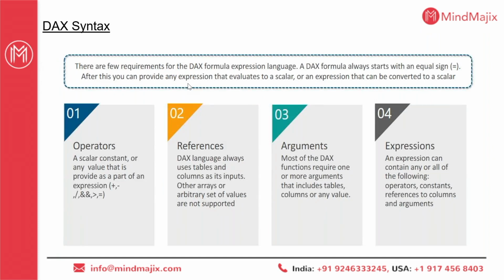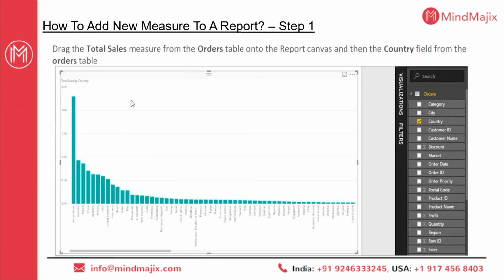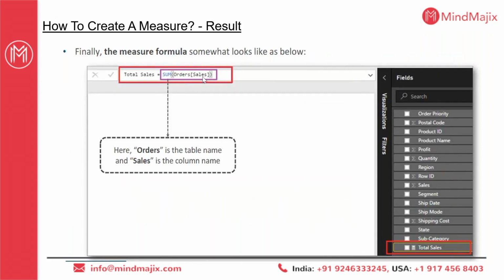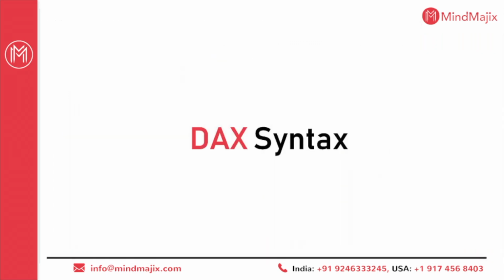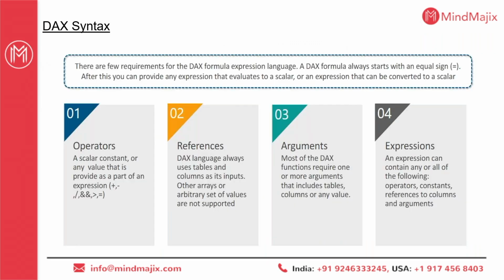What is the DAX syntax? When you see here on the formula bar, this sum of order sales is nothing but a syntax. You're giving a DAX syntax to a report. There are a few requirements for the DAX formula expression language. A DAX formula always starts with an equal sign. Remember this always, because this is the thumb rule of any DAX formula. After this, you can provide any expression that evaluates to a scalar, or an expression that can be converted to a scalar. Basically, a scalar is the output that you want to get. Anything that you want to make readable in Power BI, you have to use a formula starting with equal.